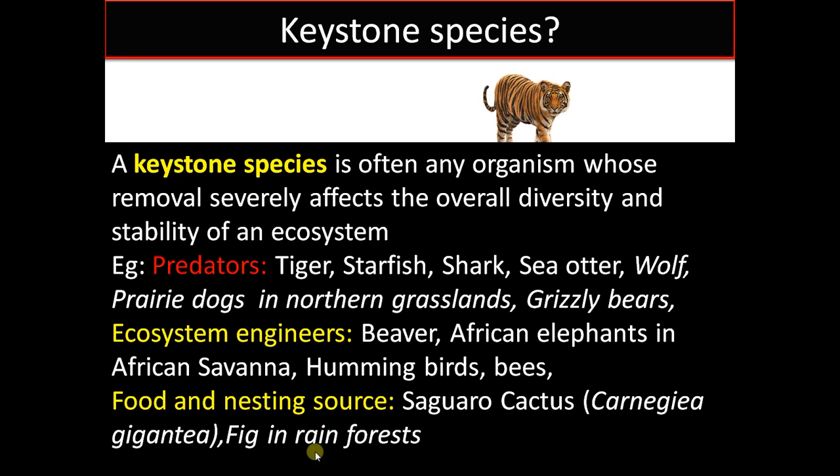Then hummingbirds and bees that are effective pollinators, they are also keystone species, pollinating numerous plant species and maintaining the population of plant species, and also all the other species that are depending on those plants. Then there is food and nesting source. Producers can also be keystone species, like cactus in deserts, that is a nesting place for birds and also food source, nectar source for many birds, insects, etc. Then fig in rainforest, it is a ficus. It is providing food all throughout the year, in all seasons, actually providing food for all animals throughout the year, thus serving as a keystone species.